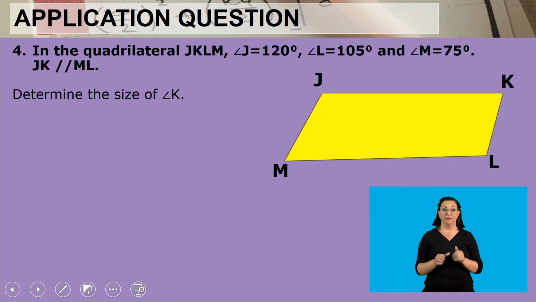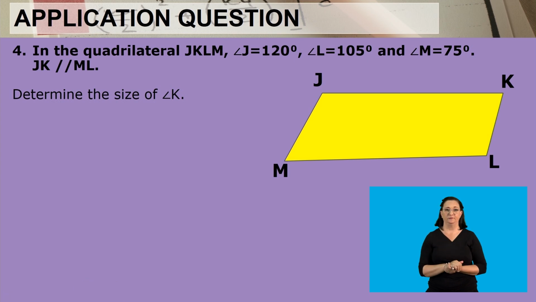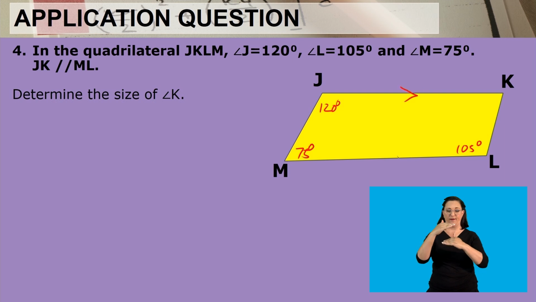Reason is very important for us to show our understanding. Let's move to the fourth question. It says, in the quadrilateral JKLM, angle J is 120 degrees, angle L is 105 degrees, and angle M is 75 degrees, and JK is parallel to ML. Now determine the size of angle K.